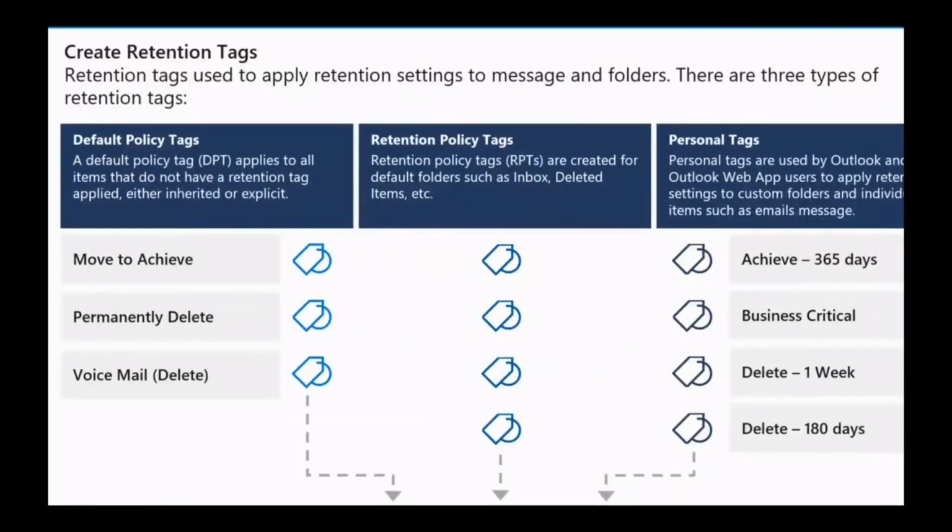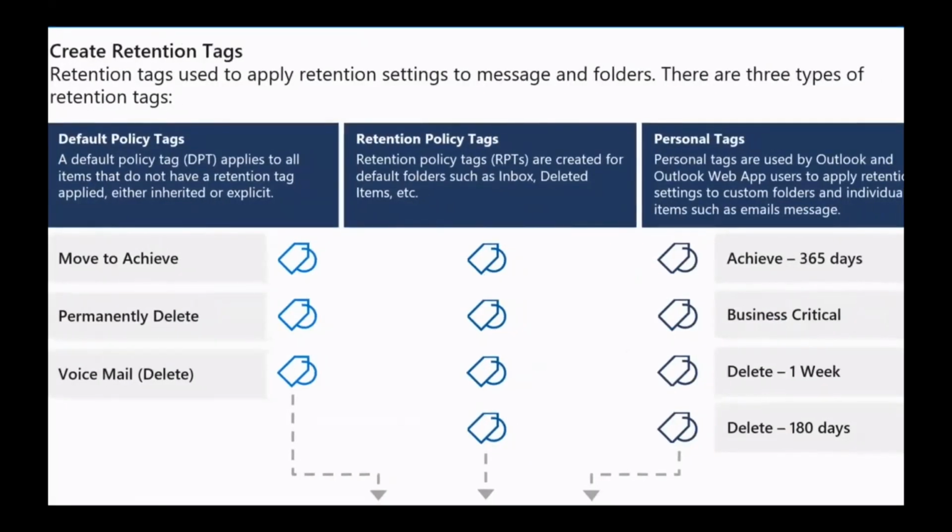So, again, retention tags are used to apply retention settings to messages and folders, okay? And mainly, there are 3 types of retention tags. The default policy tags that you can see and you can apply if you want to, but you cannot modify them. You cannot delete them either, okay? In this case, a DPT, or default policy tag, applies to all items that do not have a retention tag applied, either inherited or explicit, okay? On the other side, we have also retention policy tags. Retention policy tags, or RPTs, are created for default folders, such as the inbox folder, the deleted items, and so on and so forth, okay?